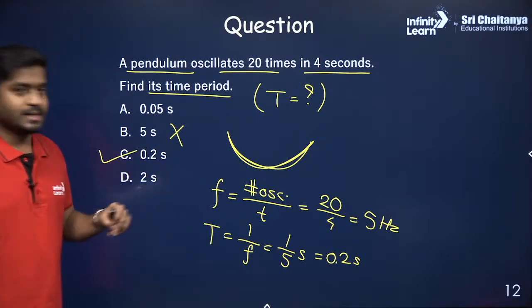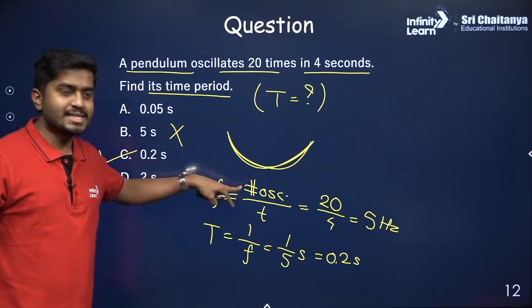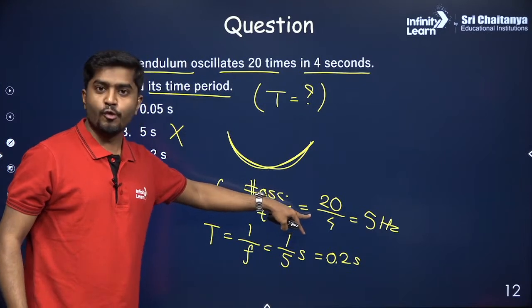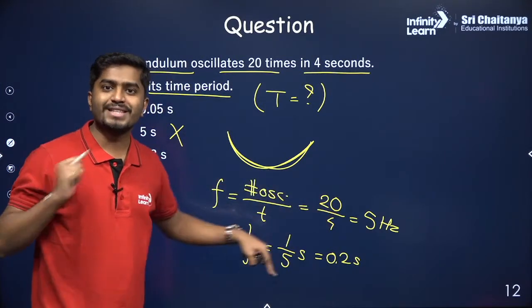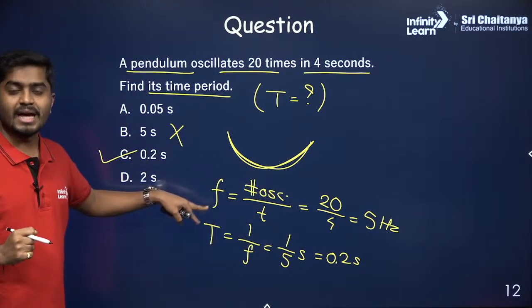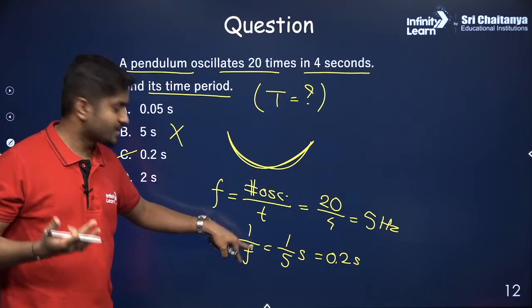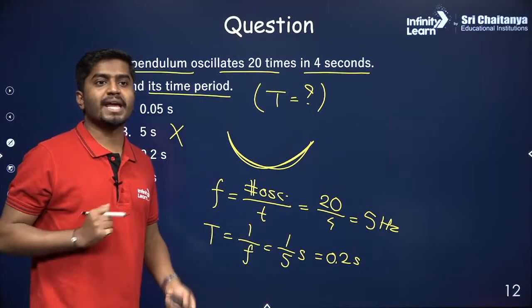Frequency is the number of oscillations divided by time. How many oscillations? 20 oscillations in 4 seconds. So 5 hertz means 5 oscillations in 1 second. That is frequency. And how will you calculate the time period? It is 1 by frequency. It is the inverse. That is 1 by 5 seconds, which is 0.2 seconds.